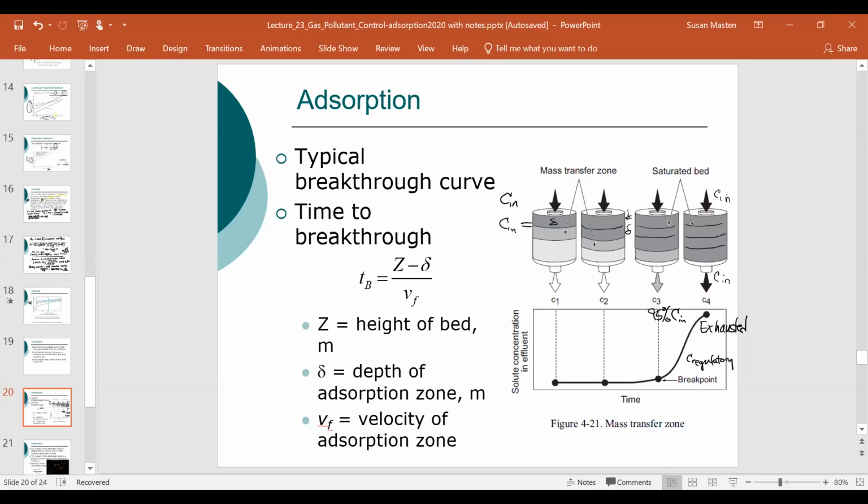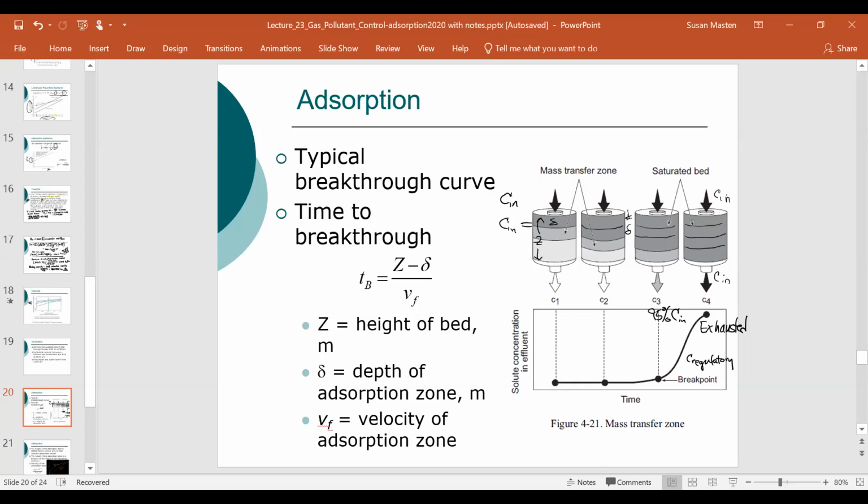So this time to breakthrough can be calculated from the height of the bed, the depth of the adsorption zone, that delta, and the velocity at which the adsorption zone is moving down the column. So how fast is that adsorption zone moving down the column?